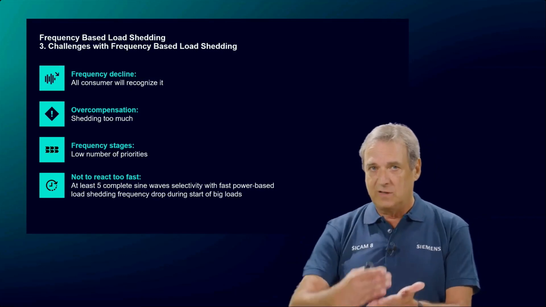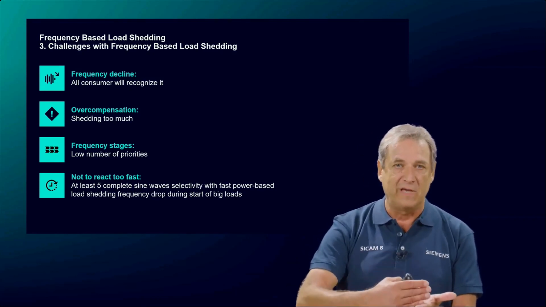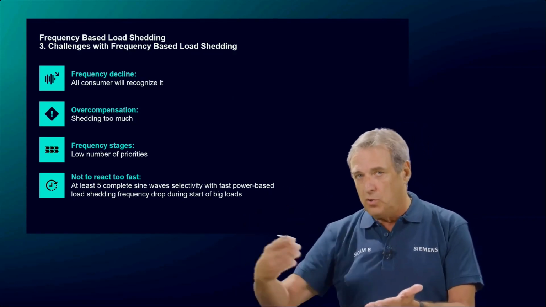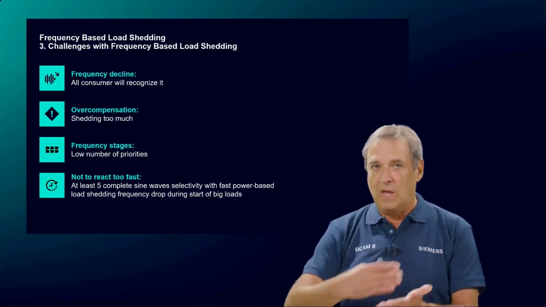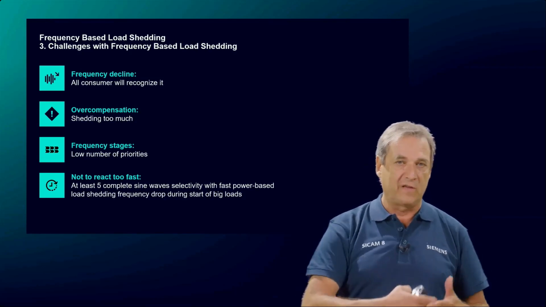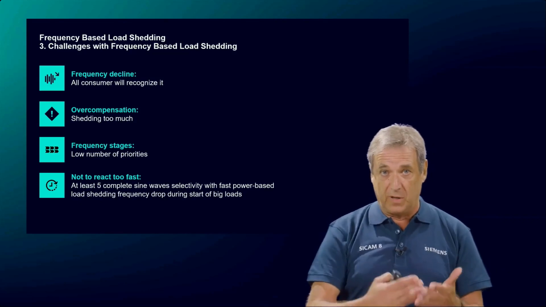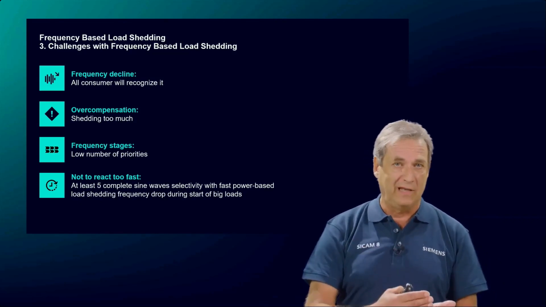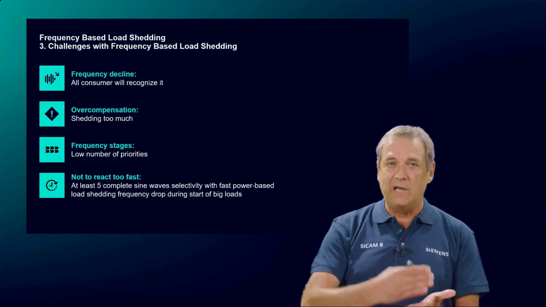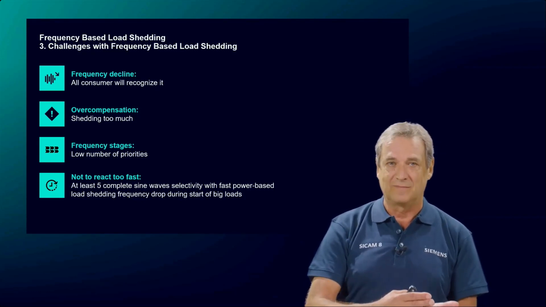But this also means that frequency-based load shedding always has to overcompensate. You switch off more loads than really required. As mentioned before, usually there are between 2 and 6 stages. But such a stage can also be considered as a priority level. This means that only a low number of priorities is available.